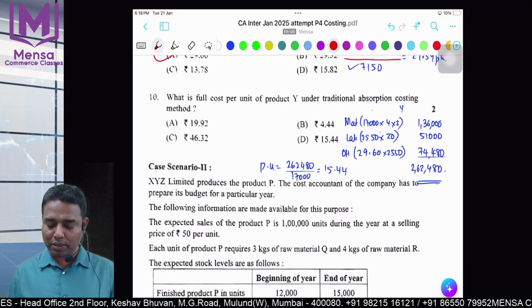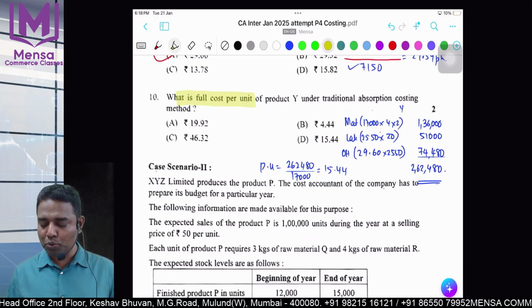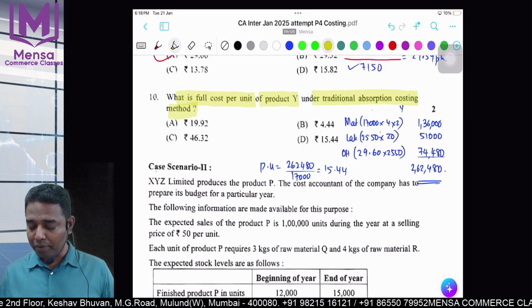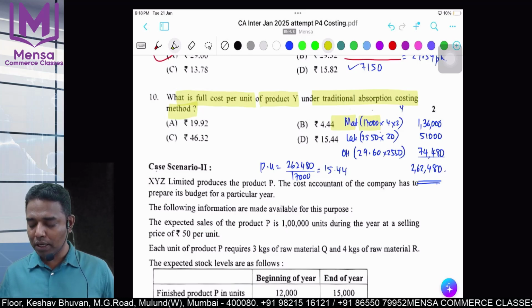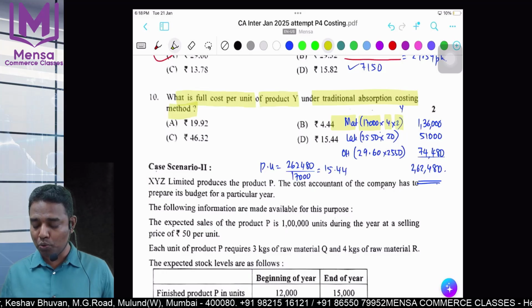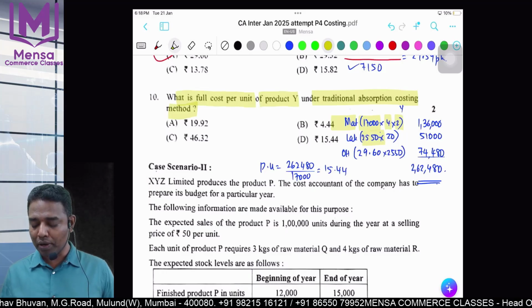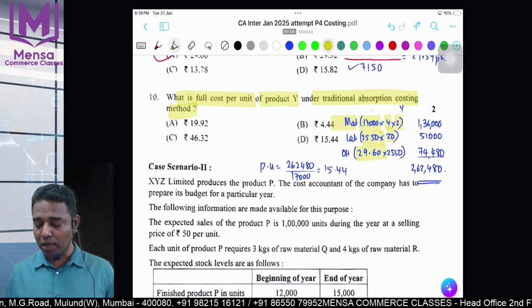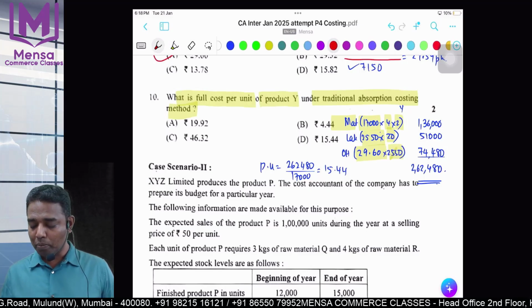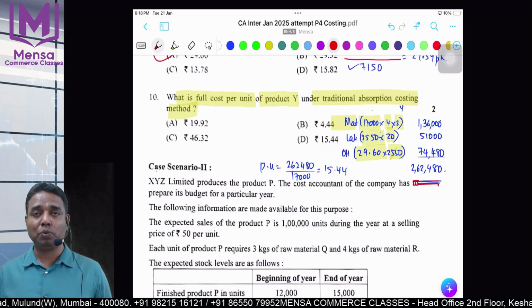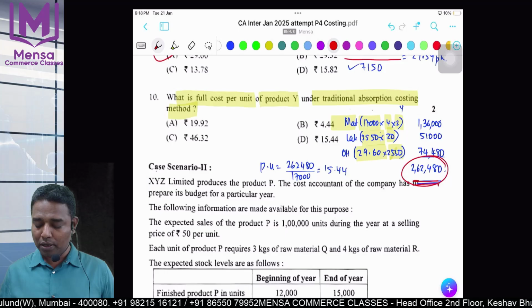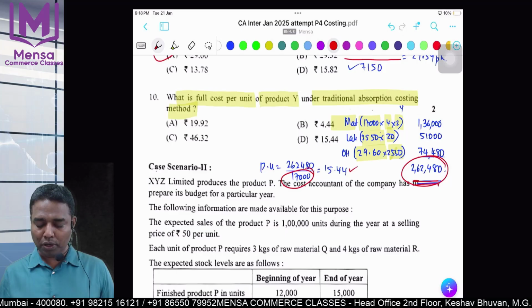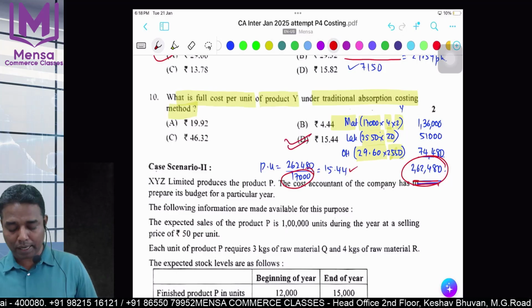The next one says, what is the full cost per unit of Y under the traditional absorption system? Full cost. So you have the material, 17,000 kgs, per unit you require 4 kgs at 2 rupees. Labor hours is 2550 at 20 rupees, and 29.6 is the absorption rate based on labor hours of 2550. So you multiply that, you will get 2,62,480. We want per unit, so divide that by the number of units, you will get 15.44. That is your option number D.